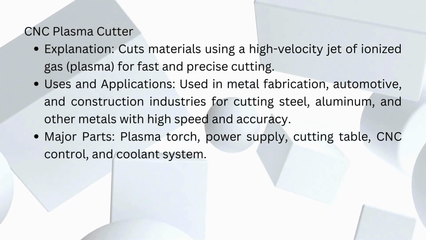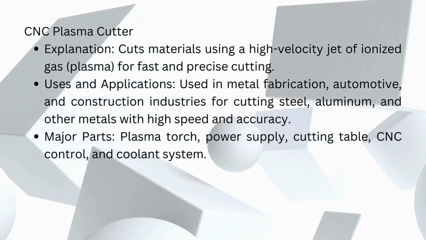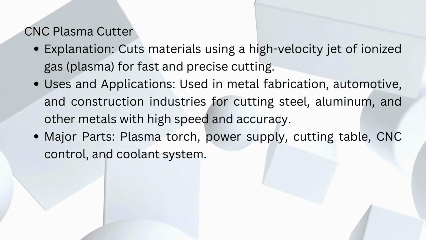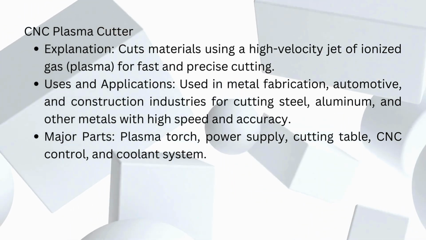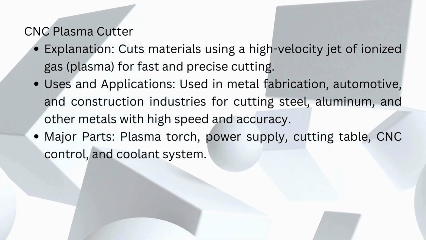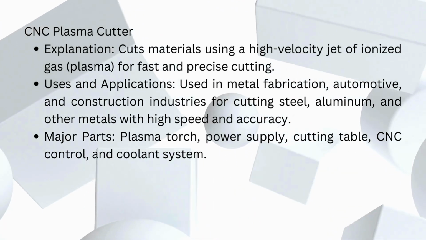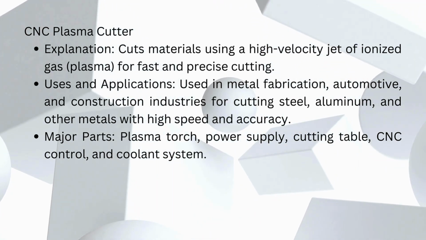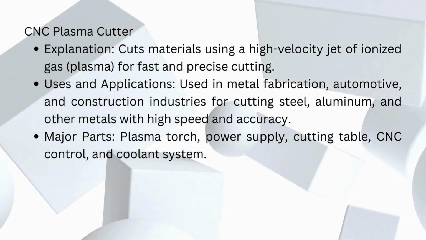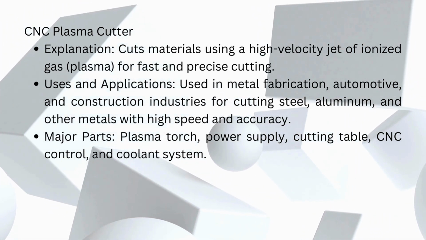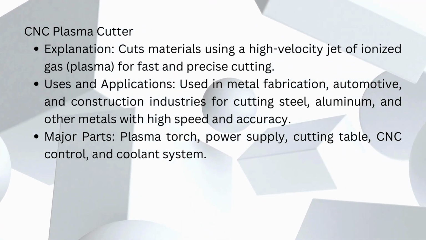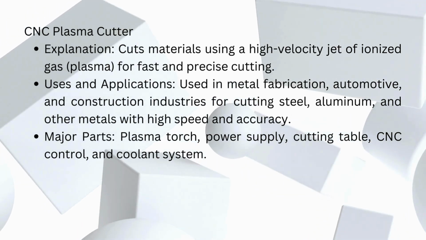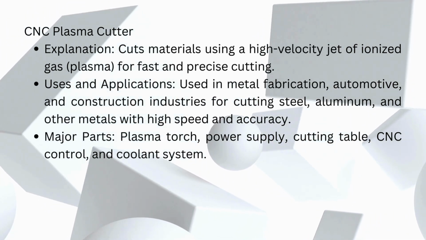CNC plasma cutter. Explanation: cuts materials using a high-velocity jet of ionized gas, plasma, for fast and precise cutting. Uses and applications: used in metal fabrication, automotive, and construction industries for cutting steel, aluminum, and other metals with high speed and accuracy. Major parts: plasma torch, power supply, cutting table, CNC control, and coolant system.